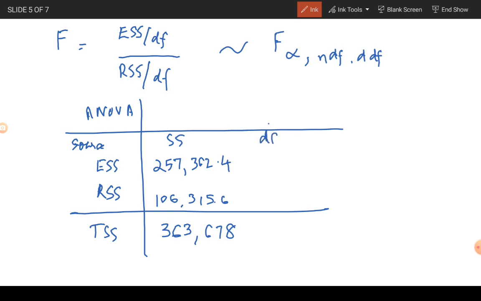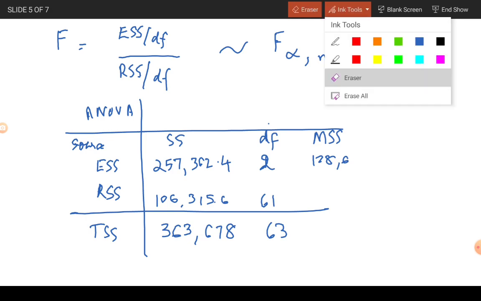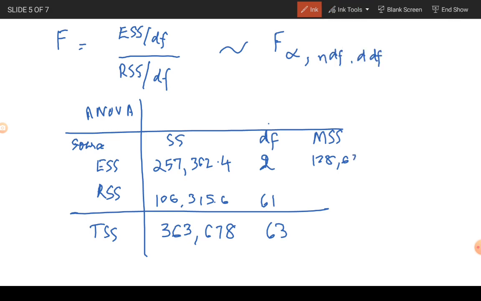The degrees of freedom associated with the explained sum of squares is equal to k minus 1. So that's 3 minus 1. N minus k, which is 64 minus 3, which is 61, and n minus 1. Right? So using a calculator, you can calculate the mean sum of squares. It comes up to 681.2, and 106,315.6 divided by 61 is 1742.88.